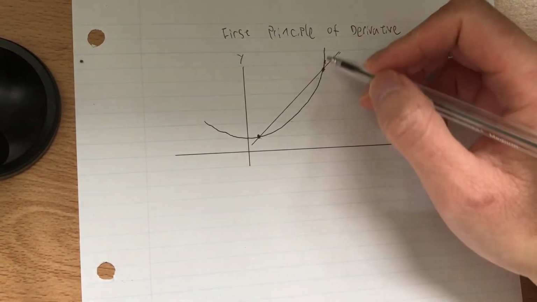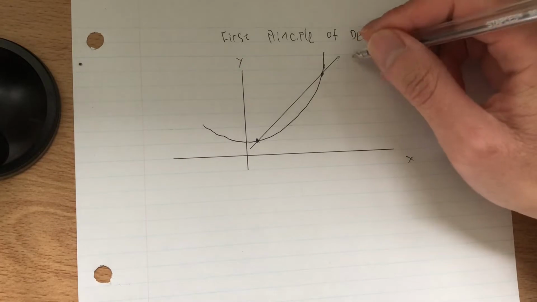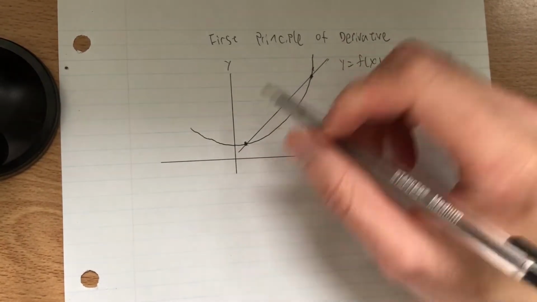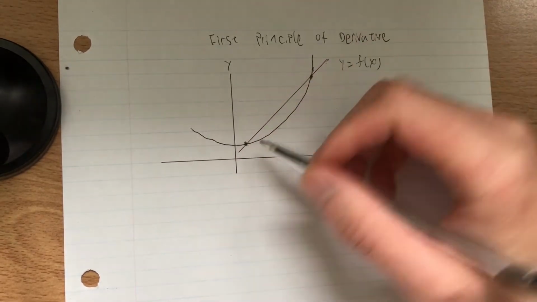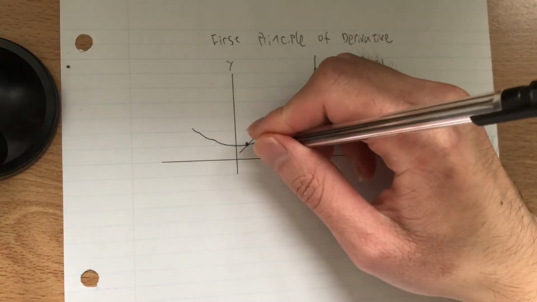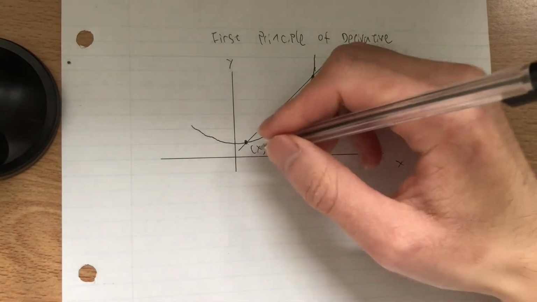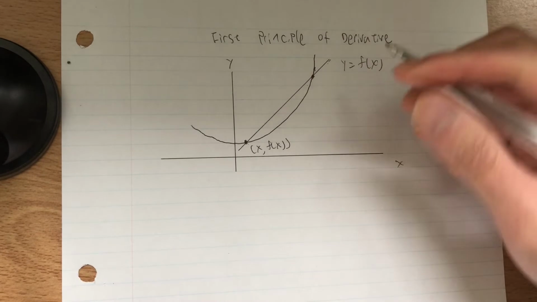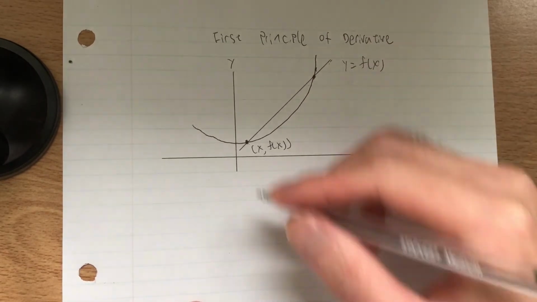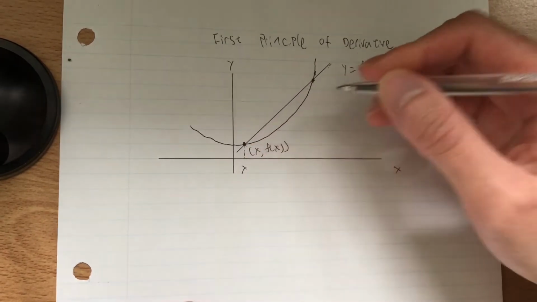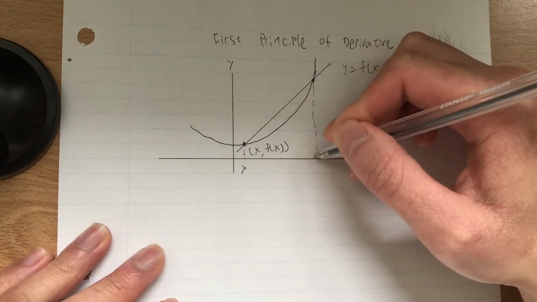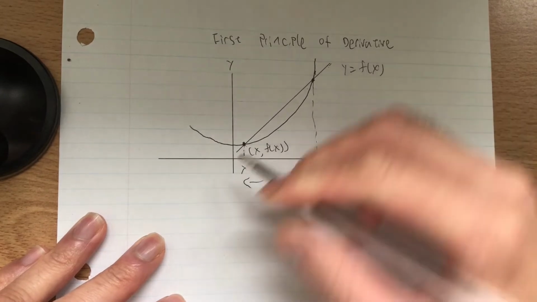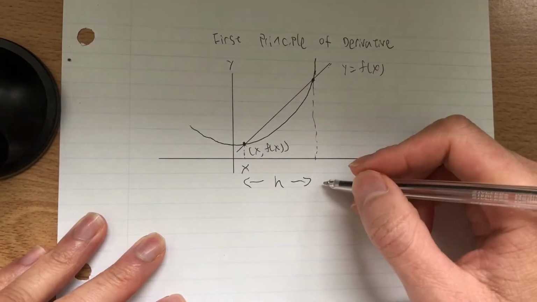Let's say that with this function, y is a function of f at x. Now let's look at the first point over here. The coordinate of this point would be x on the x-axis, and y would be f at x. If you look at the second point, I'm going to draw this point down here. Let's call this distance h from point 1 to point 2.